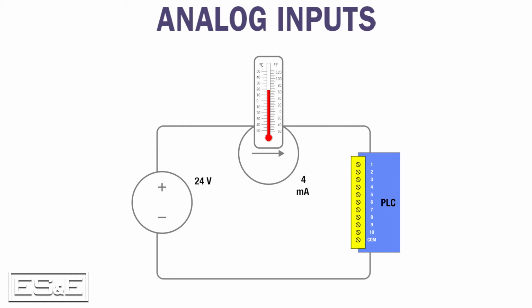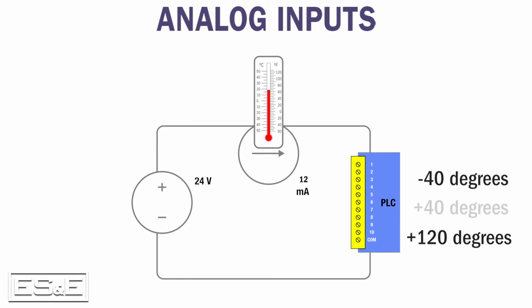So, when the device is sending 4 milliamps, it will be seen in the PLC as negative 40 degrees. And when the device is sending 20 milliamps, it will be seen as plus 120 degrees. And then right in the middle, when it's sending 12 milliamps, it will be seen as plus 40 degrees. The correlation or scaling between the signal and the actual temperature is done in the PLC.